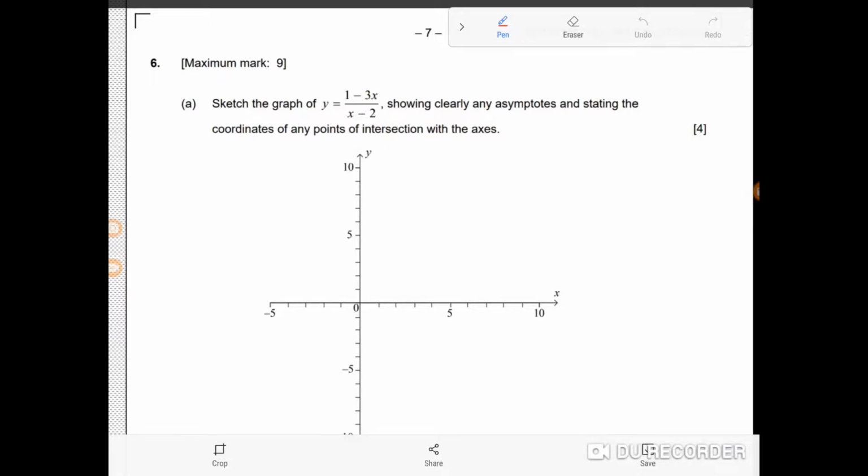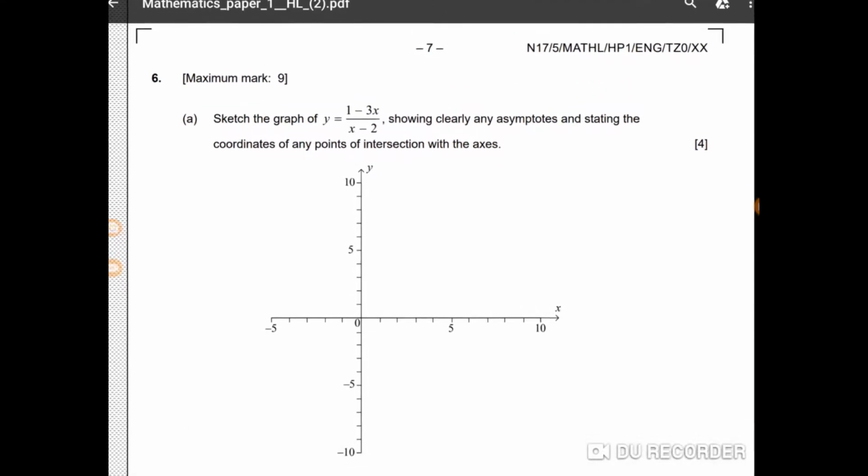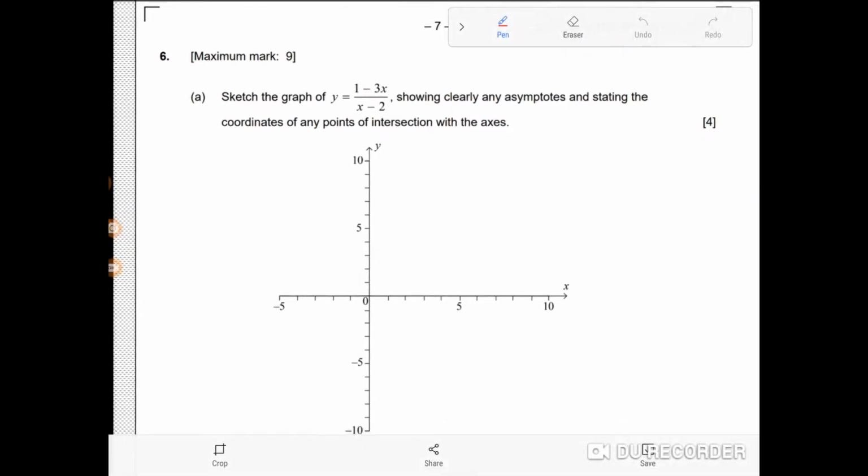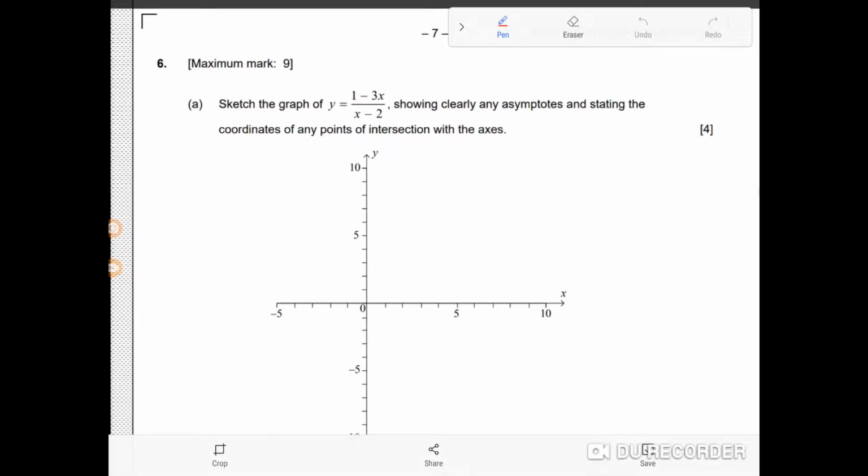In this video, I'm going to show you the explanation of IB past paper question number 6, November 2017. Okay, so let's look at the question. Sketch the graph of y equals (1 minus 3x) over (x minus 2), showing clearly any asymptote and stating the coordinates of any point of intersection with the axis. Okay, so how do you solve this problem? Let's do it together.